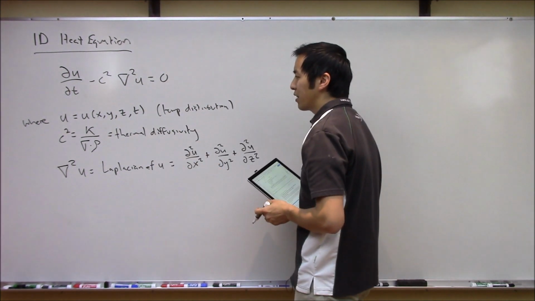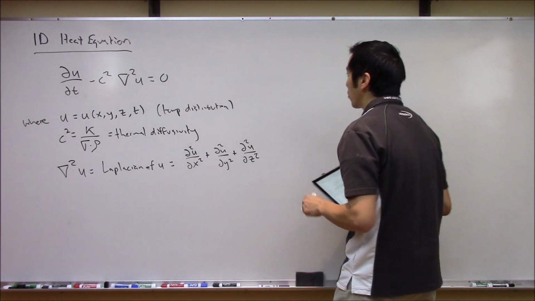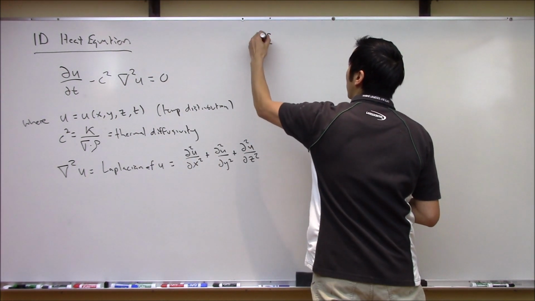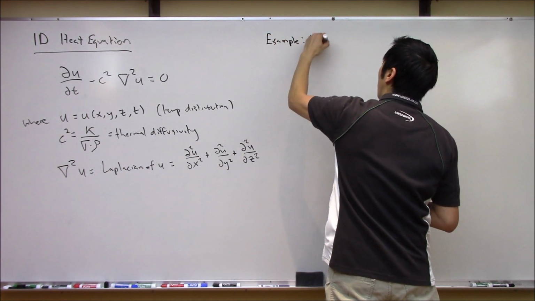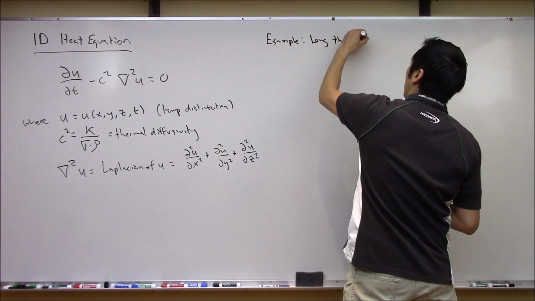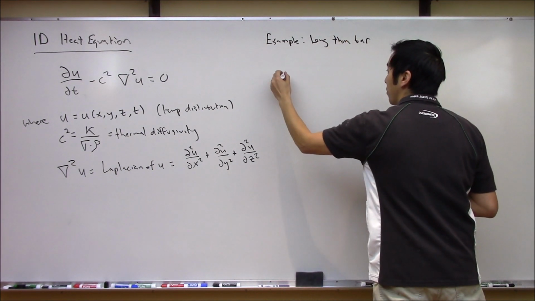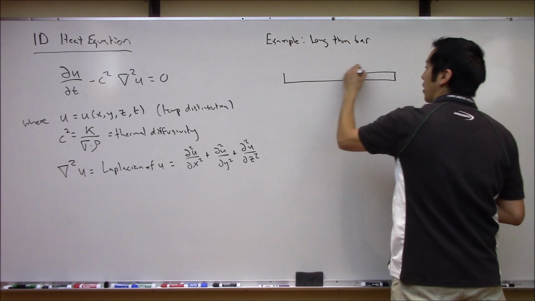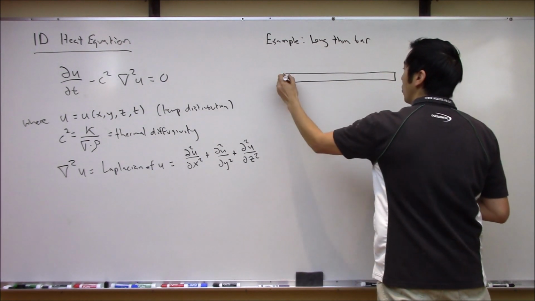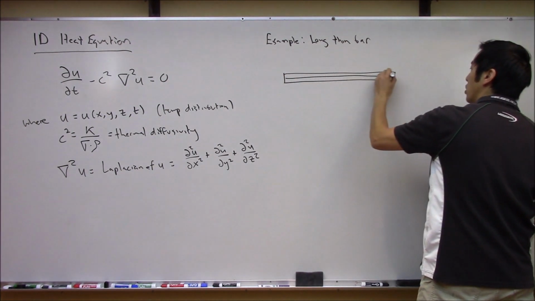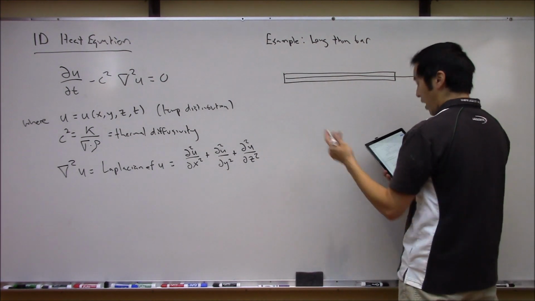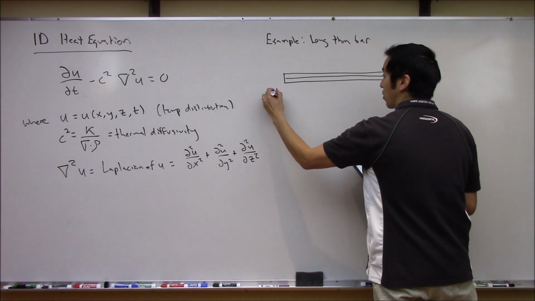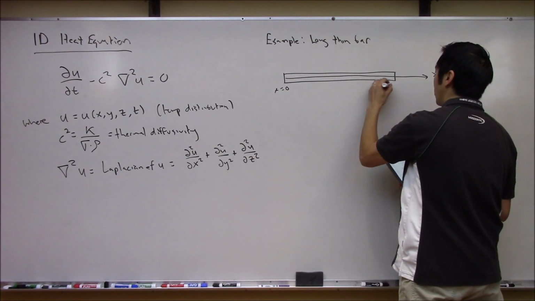Let's see if we can knock this down to just two independent variables. So what I'd like to consider here is an example of a long, thin bar. So in other words, let's say I've got some bar that is long and thin, and it only runs in the x direction. So I'm just going to draw the x-axis like such. So here's the x-axis. It starts here at x equals 0 and ends here at x equals L.